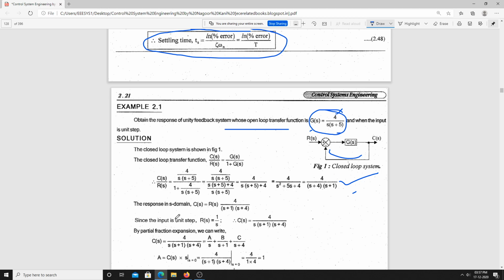Now we know the input R of s is, how much? R of s is a unit step. So R of s is 1 by s. R of s is 1 by s what we have.